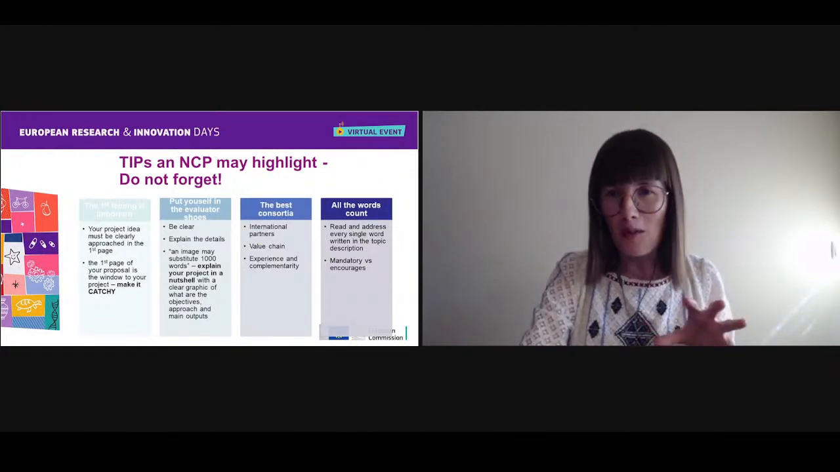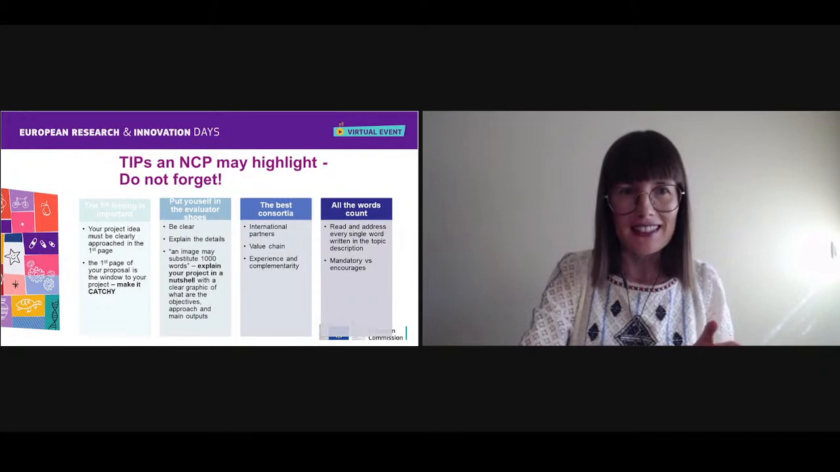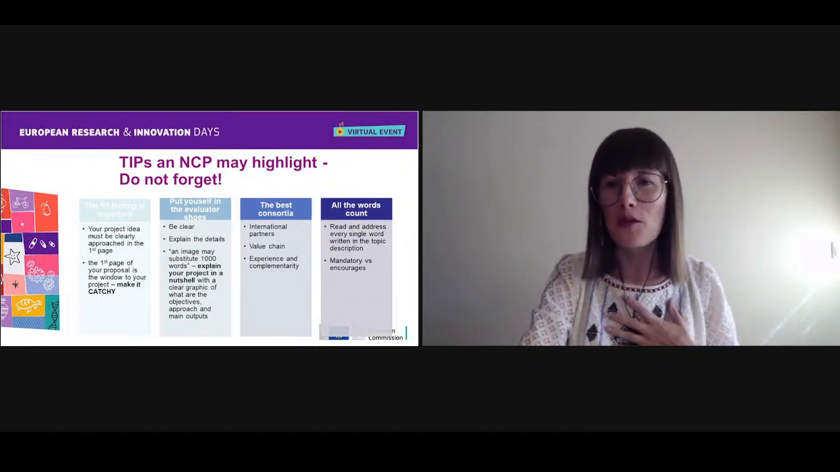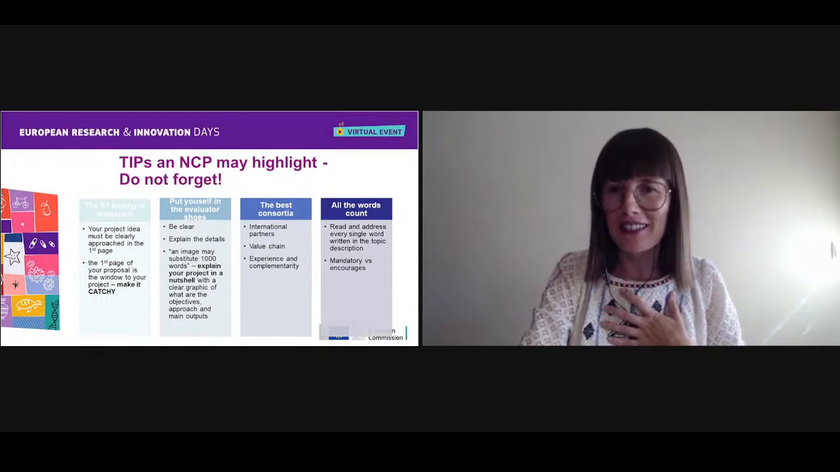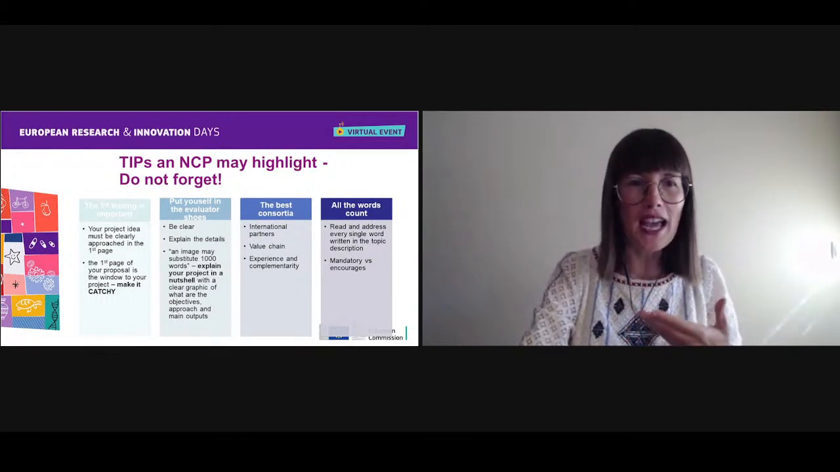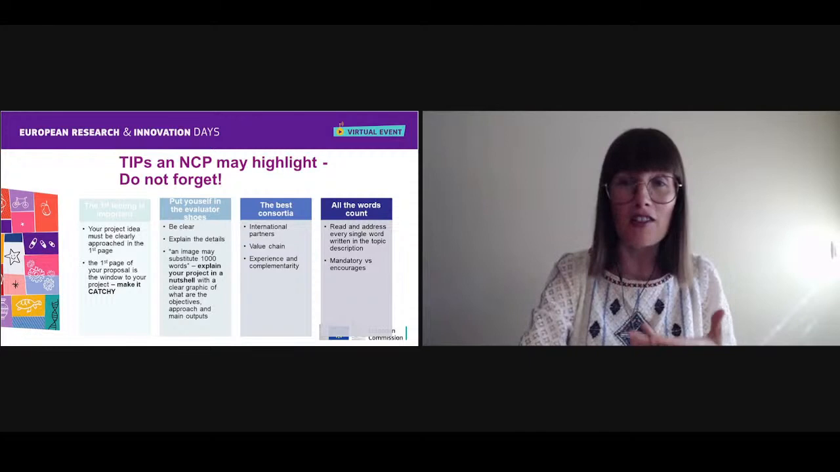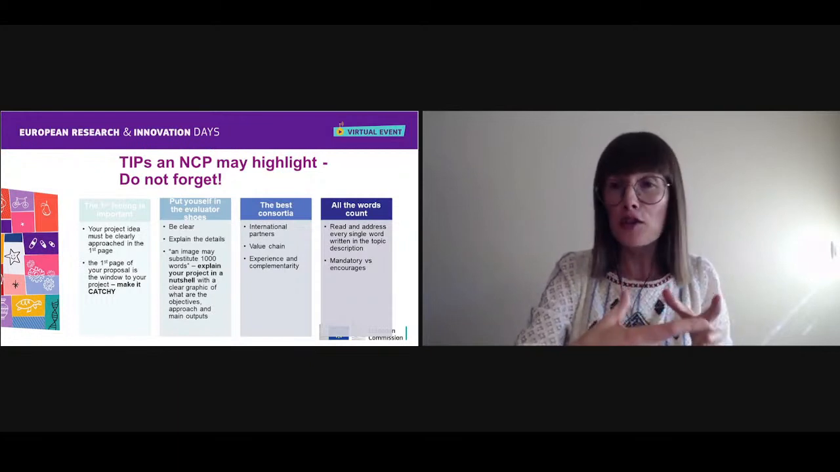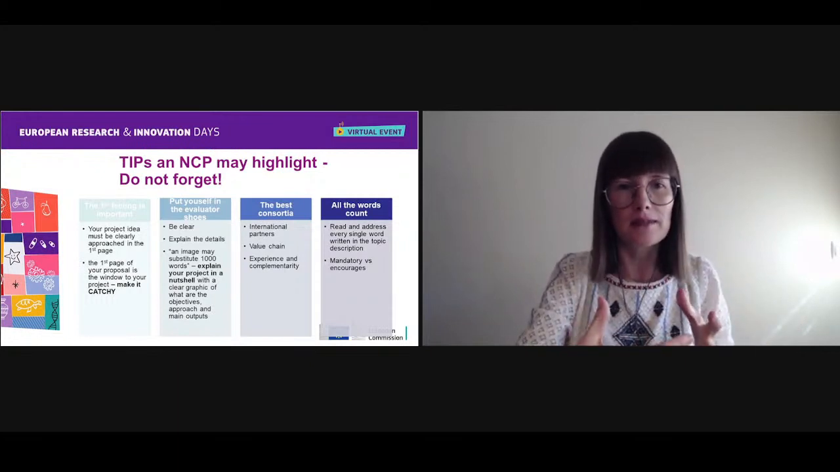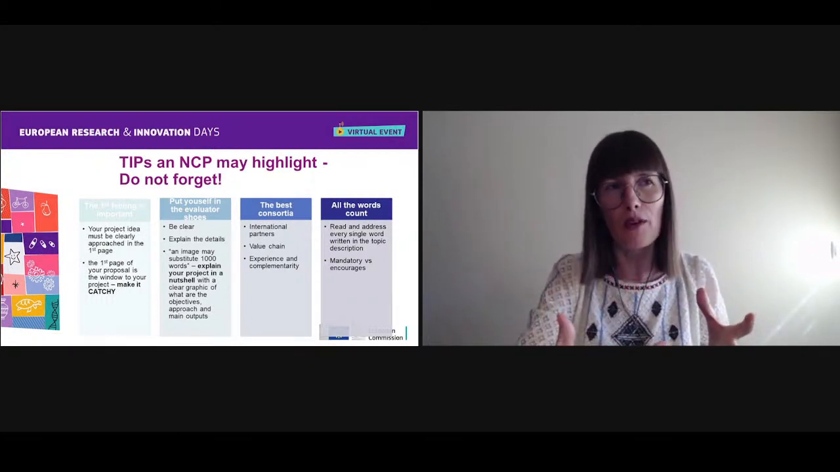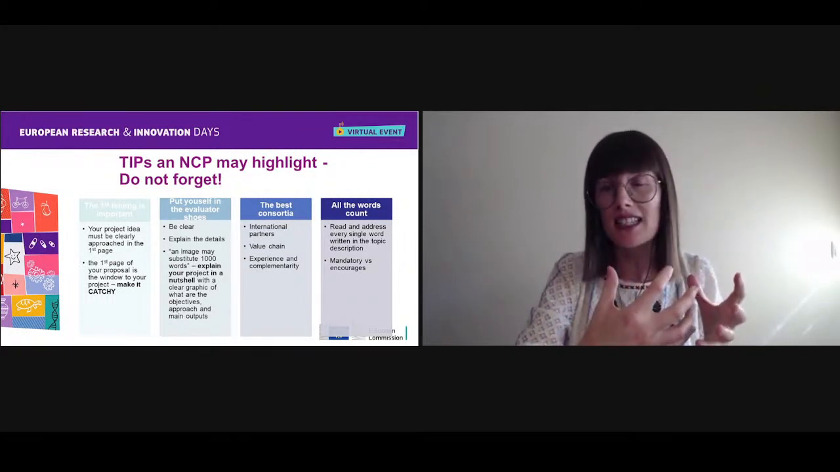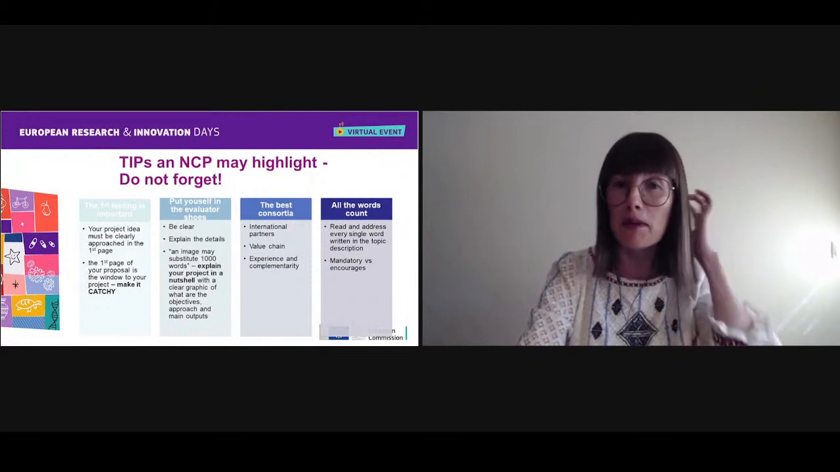So, almost to finish, do not forget that the first feeling is important. An evaluator, an expert, is a human being. So we feel, we start reading, and we have to be catchy on our first page. We have to be clear, explain the details, and use images to explain our project in a nutshell, in a very clear, concise and precise image, for instance.